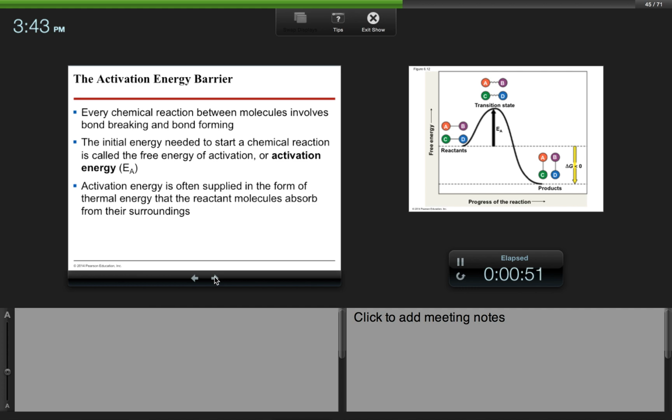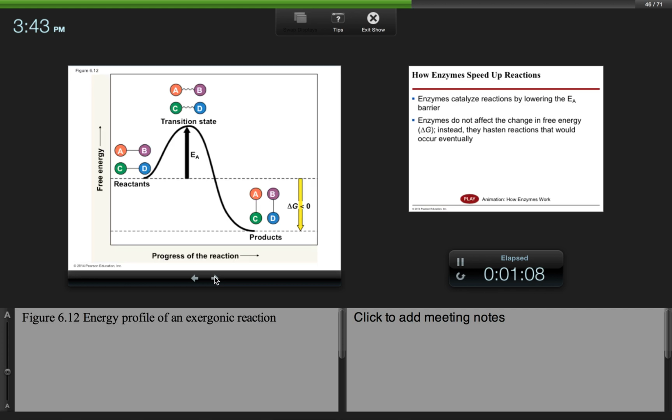Every chemical reaction between molecules involves bond breaking and bond forming. The initial energy needed to start a chemical reaction is called the free energy of activation, or activation energy. Activation energy is often supplied in the form of thermal energy that the reactant molecules absorb from their surroundings.